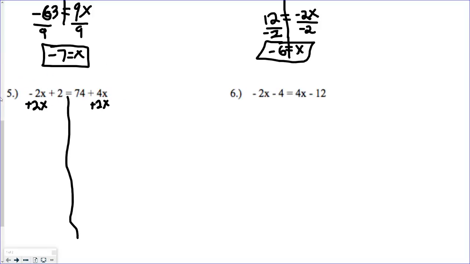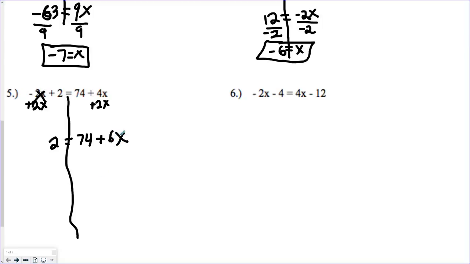So I want to move this entire chunk over there, so I'm going to move that by adding it because I want to move the x along with it. So if you want to move the variable along with the number, you're going to add or subtract. If you just want to move the number and keep the variable where it's at, you're going to multiply or divide. So this will cancel, and I'm left with a 2 equals 74 plus 6x.